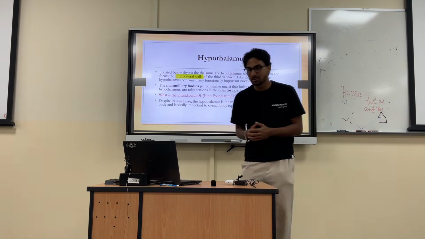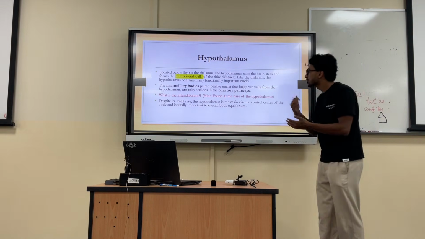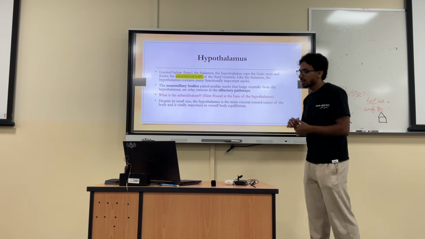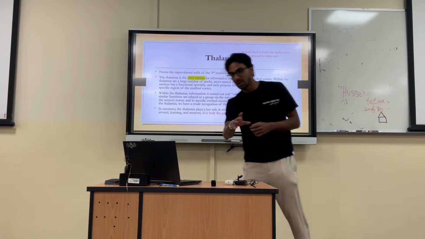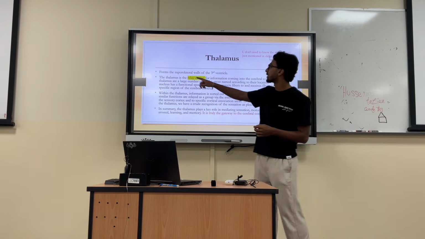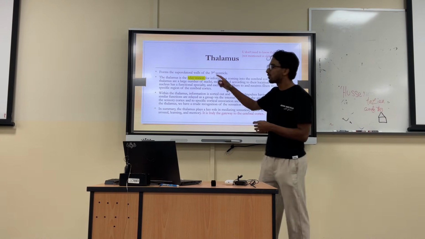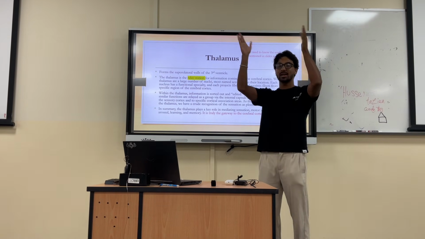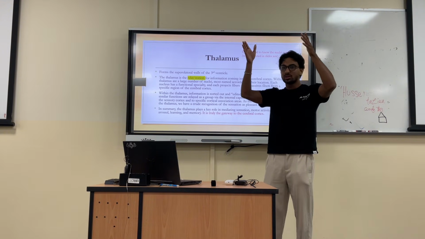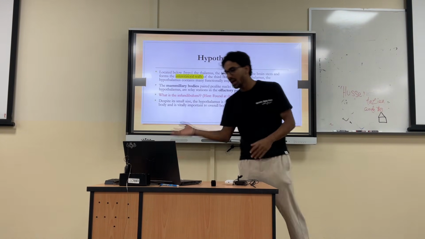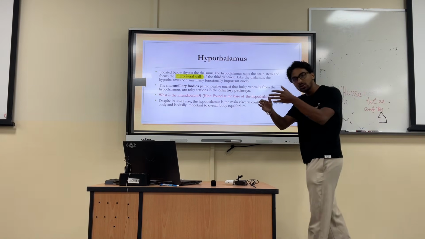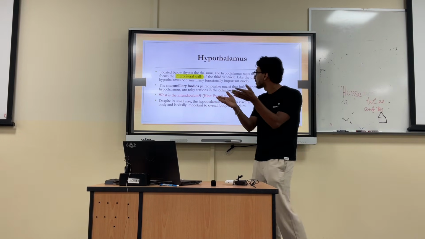Now, coming to the hypothalamus. The hypothalamus is just below the thalamus. I want to get back to the location of the thalamus actually. It forms the superolateral walls of the third ventricle. You need to know the location. But the hypothalamus forms the inferolateral walls of the third ventricle.